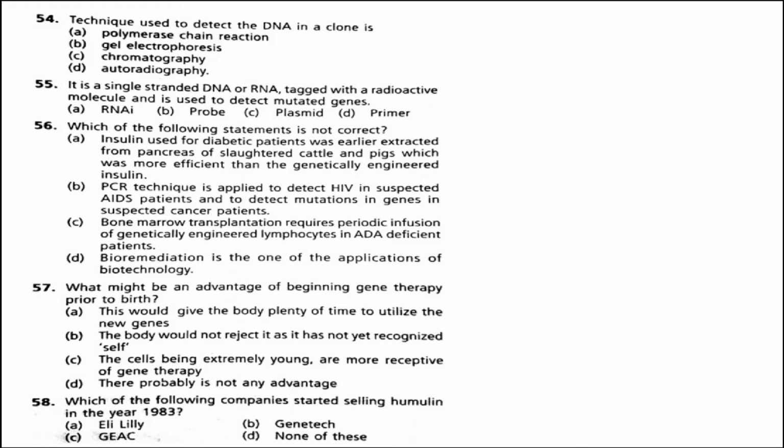Next, which of the following companies started selling humulin in the year 1983? A. Eli Lilly, B. Genentech, C. GAC, D. None of these. And the answer is option A. In 1983, Eli Lilly, an American company, first prepared two DNA sequences corresponding to A and B chains of human insulin and introduced them in plasmids of Escherichia coli to produce insulin chains. Chains A and B were produced separately, extracted, and combined by creating disulfide bonds to form human insulin or humulin.